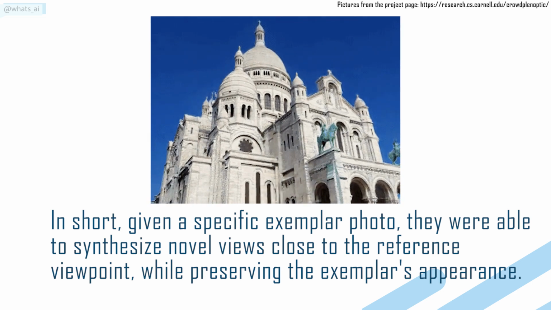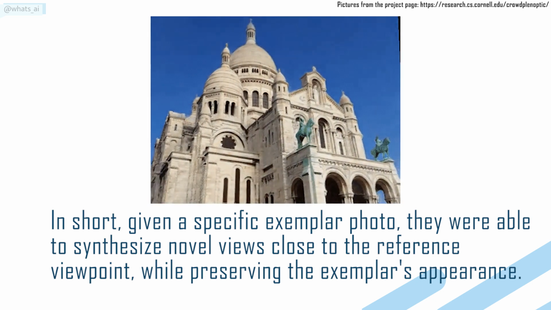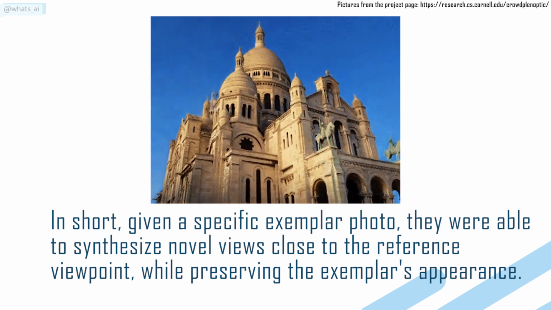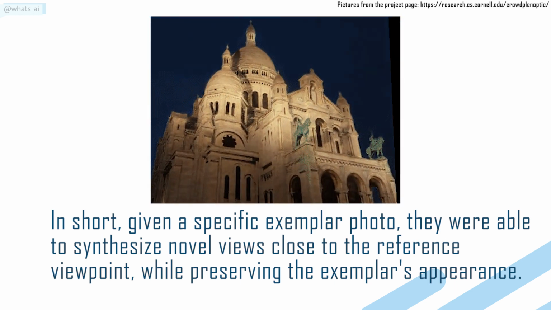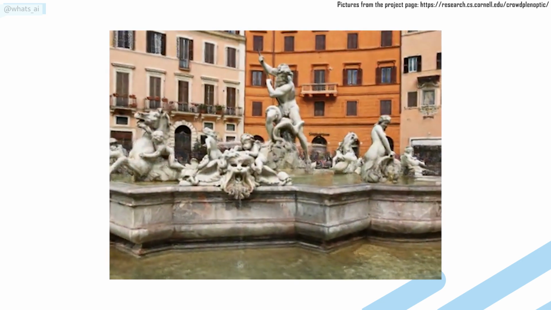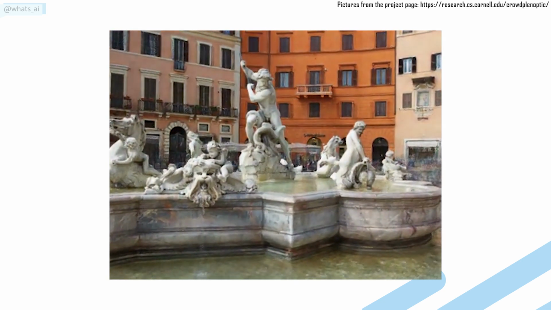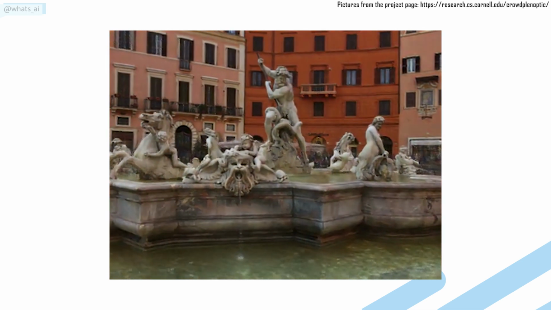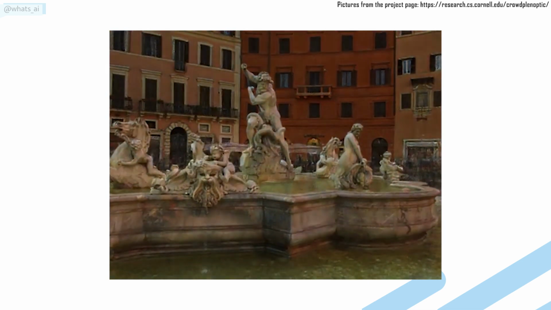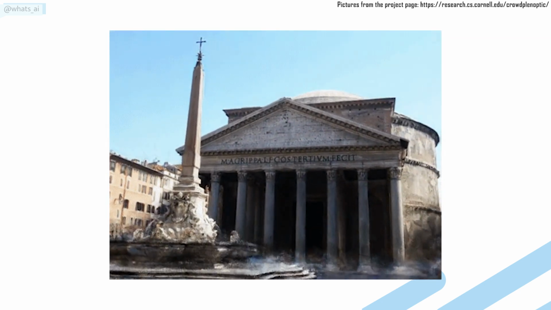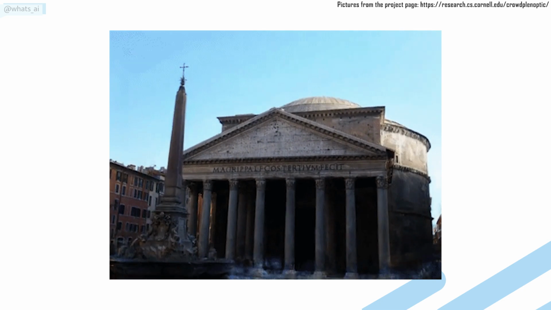In short, given a specific exemplar photo, they were able to synthesize novel views close to the reference point, while preserving the exemplar's appearance. It is mind-blowingly accurate. Just take a minute to see these results with multiple lightings. The link of the project website is in the description, with the code and dataset coming soon as per the authors.